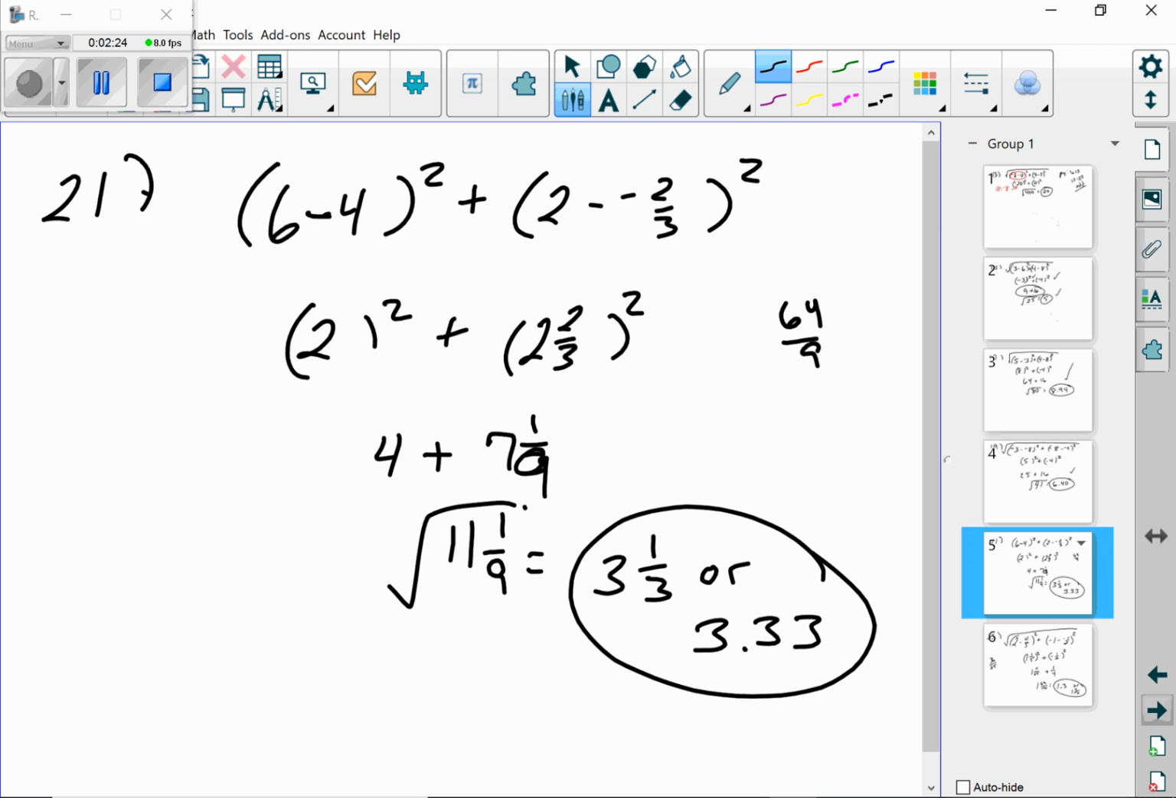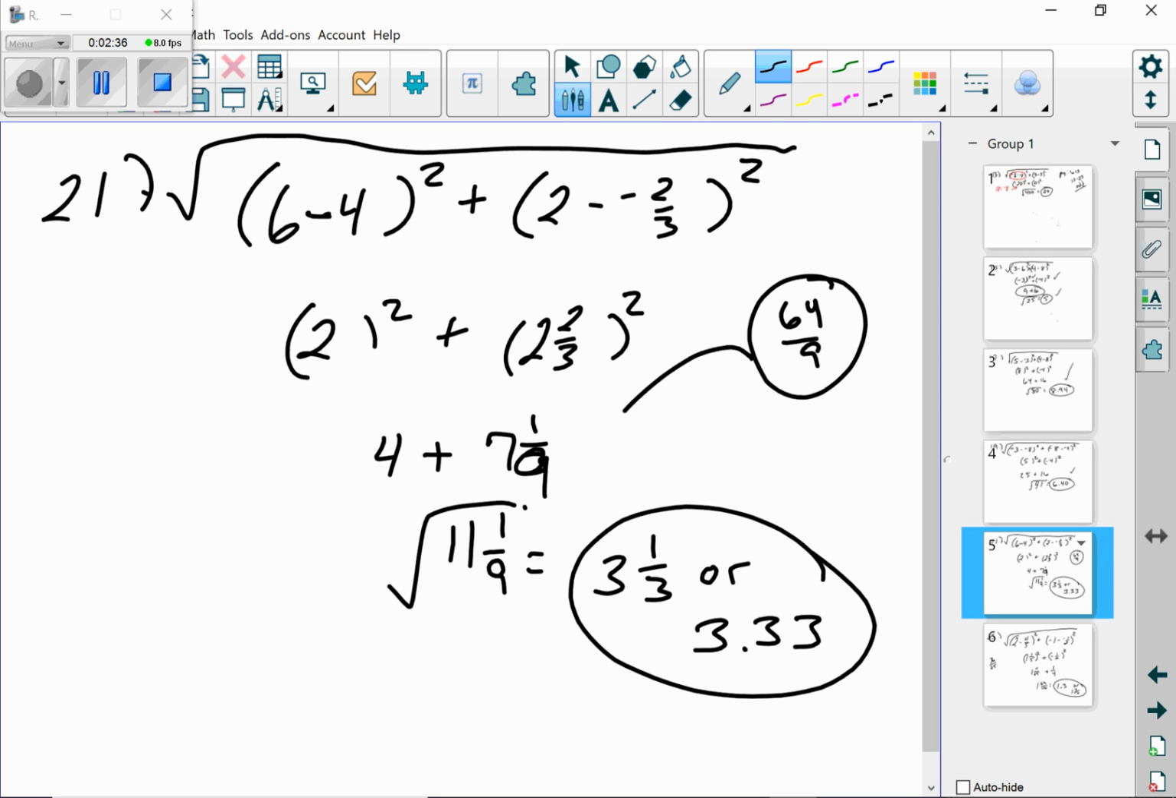21, 6 minus 4. I didn't put the square root sign here. All right, 6 minus 4 is 2. 2 minus negative 2/3 makes 2 and 2/3. When I square that, I get 64 over 9, which is really 7 and 1/9. Add a 4. 2 squared is 4. 4 plus 7 and 1/9 is 11 and 1/9. You square root 11 and 1/9. You either get 3 and a third or 3.333, right?